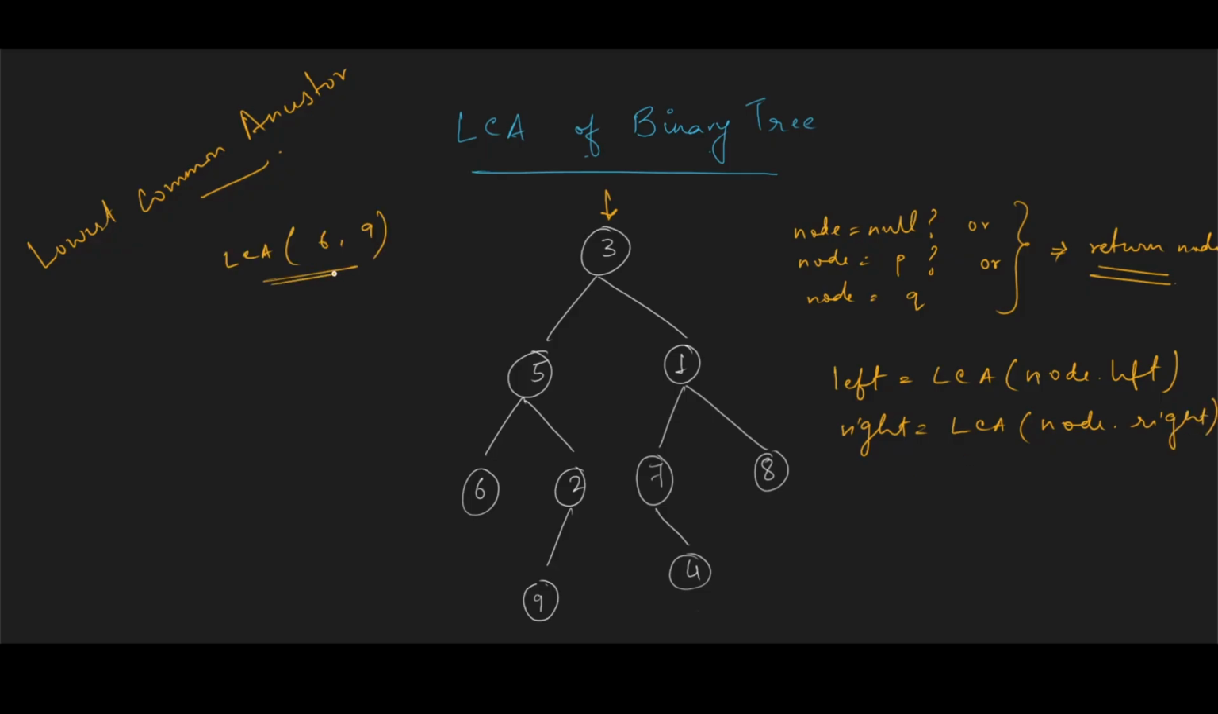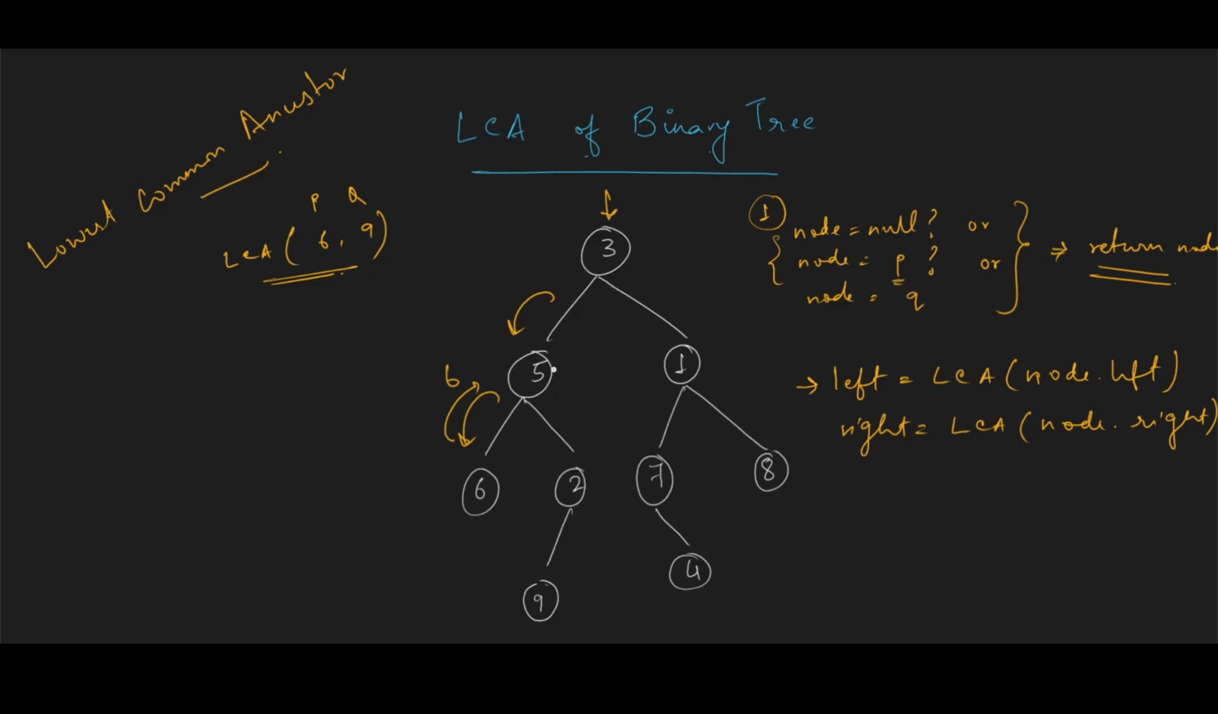Okay, so we have to find the LCA of 6 and 9. So we are at 3. 3 does not satisfy condition 1, so we go to left. We come here, we go to left. 5 also does not satisfy condition 1, so we go further left. We are at 6. Now 6 satisfies this condition, right? 6 is equal to our p. Suppose this is p, this is q. So we simply return 6 from here.